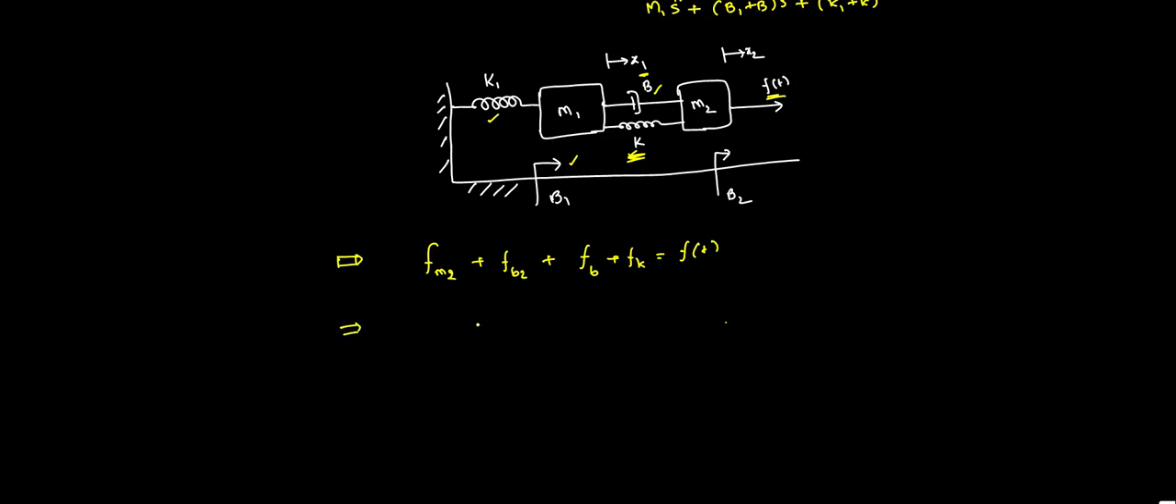Fm2 can be written as m2 d square x by dt square plus Fb2, b2 dx by dt, plus b d by dt of, here the two differences. Now it is x minus x1. Earlier it was x1 minus x. Now this b d by dt of x minus x1 plus k into x minus x1 is equal to f of t.